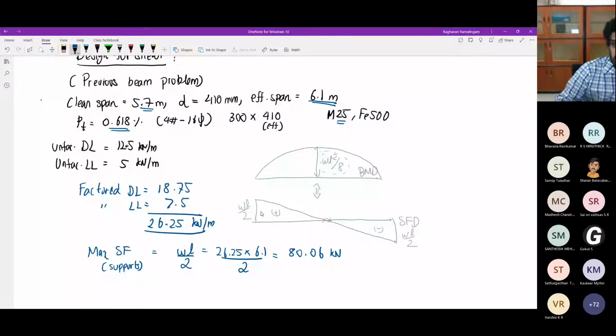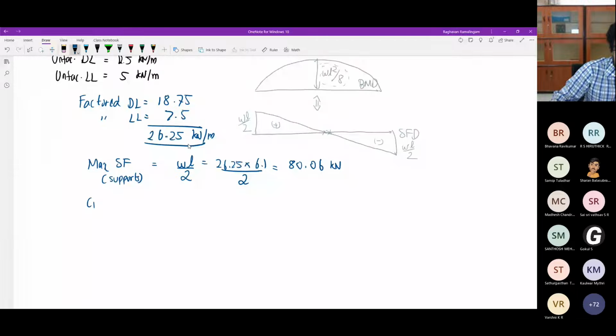So this is the maximum, but there's one condition that is given for shear force. You should take the critical section for shear at a distance D from the face of the support. Okay, should be at a distance D from the face of the support.